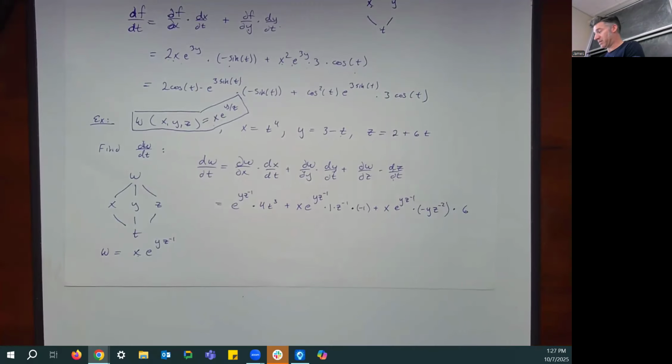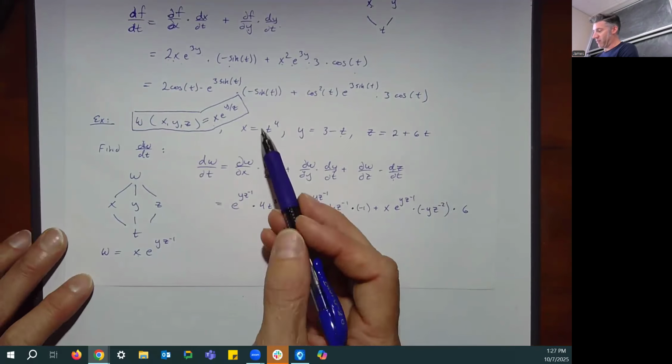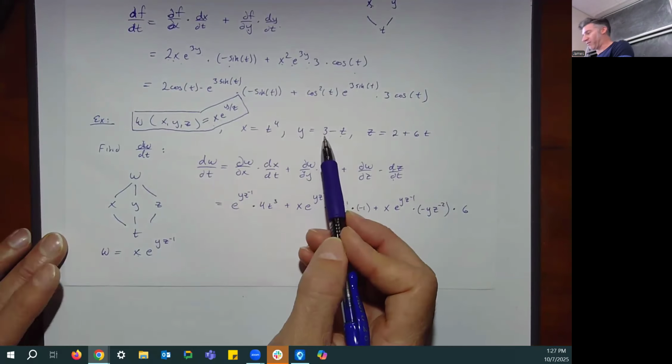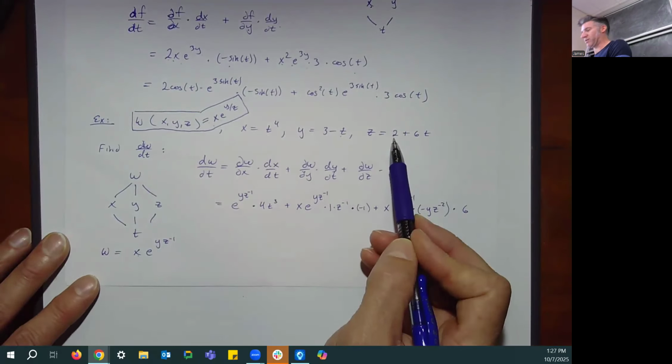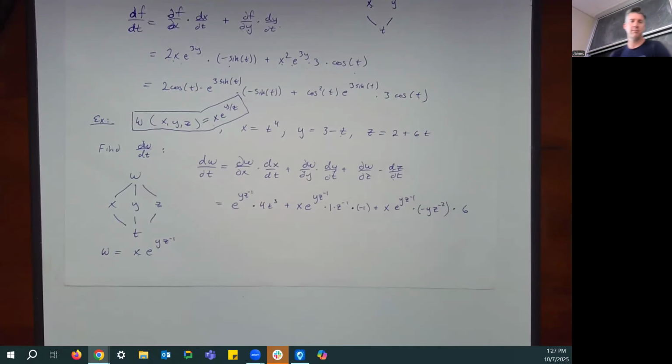I'm not going to do it because it's terrible, but then to finish this problem off, you would plug in t to the fourth for every x, 3 minus t for every y, and 2 plus 6t for every z, which is terrible. All right. Sure. It's close enough. I don't need to torture you with more.